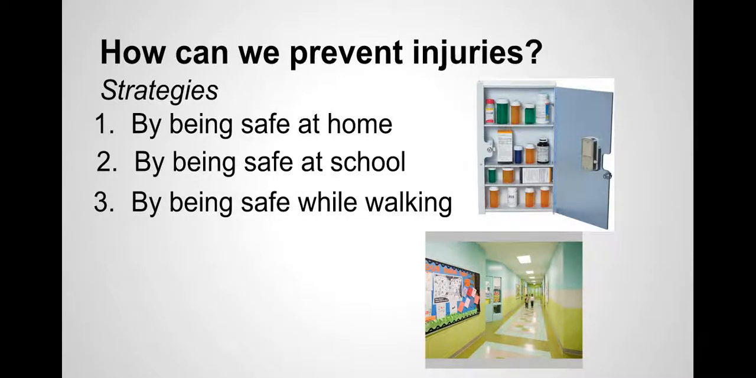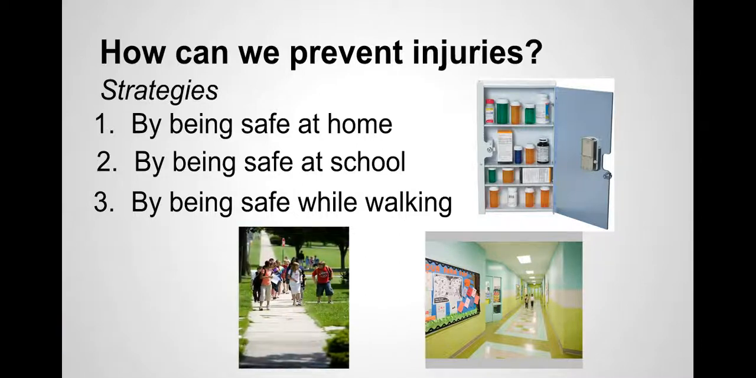Third, we can prevent injuries while walking. For instance, we can use sidewalks and crosswalks, obey traffic laws, walk with the traffic if there are no sidewalks, wear light-colored or reflective clothes, and walk with a friend or an adult.